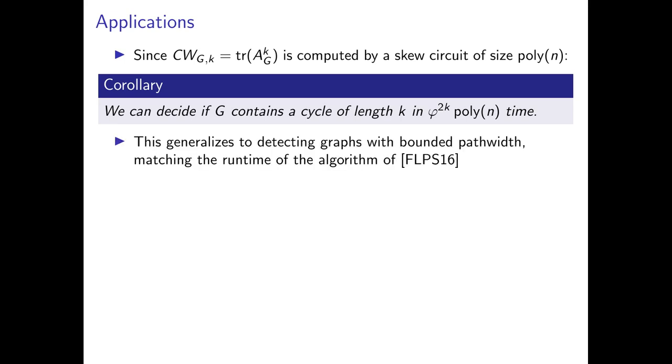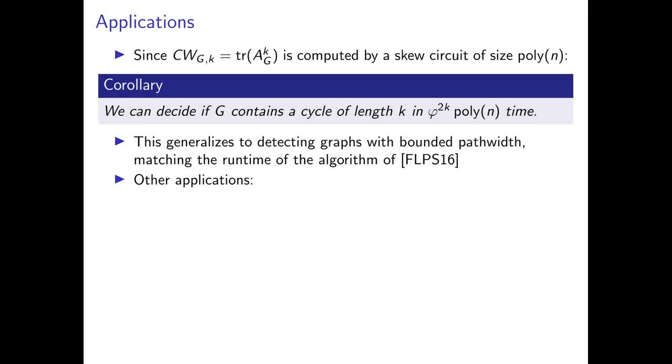More generally, we can use the same idea to detect not just cycles, but any k-vertex subgraph that has bounded path width. And we'll get the same phi to the 2k poly n time runtime. This matches the fastest known algorithm for this problem of detecting subgraphs of bounded path width, which is due to Fomin, Lokshtanov, Panolan, and Saurabh. We use a different, shorter approach, although our algorithm does not work as well for general weighted graphs as theirs does.